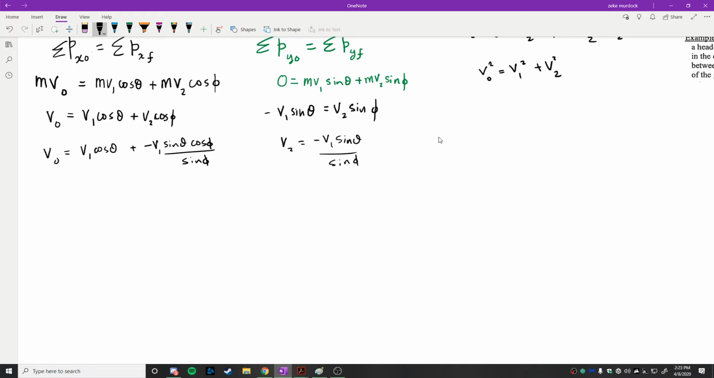Now we have an equation that just has v1, but it also has this other unknown, which is phi. But we could technically solve for v1 now and say, okay, v1 is equal to what? V naught divided by cos theta. This is going to be a long, complicated expression, I apologize for that, minus sine theta. And then I think cosine over sine is cotangent, right? Cotangent phi. So I think you get something like that. Okay, now we know what this is in terms of phi.